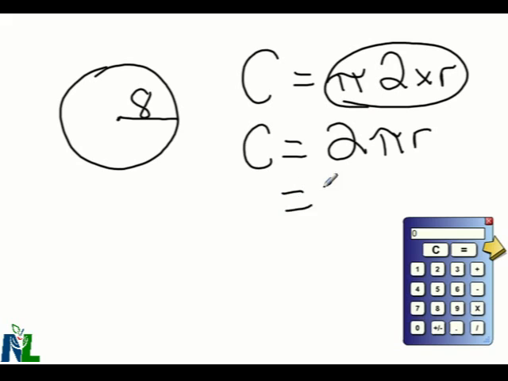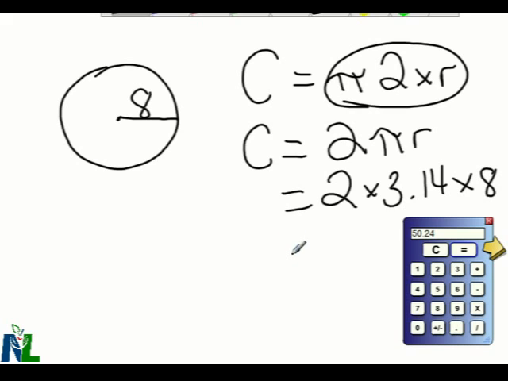So what we'll do is we're going to use our calculator again, and we're going to say 2 times 3.14 times 8. So if I use my calculator to do that, 2 times 3.14 times 8, and it's going to give me the answer of 50.24.